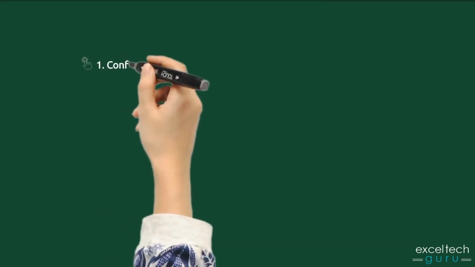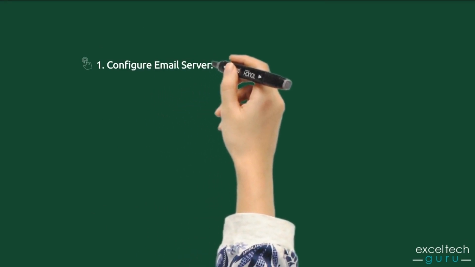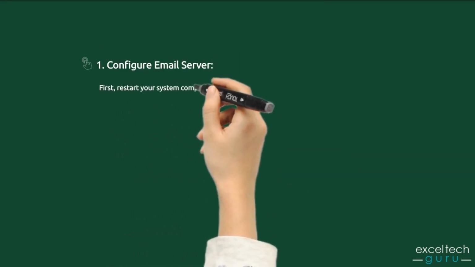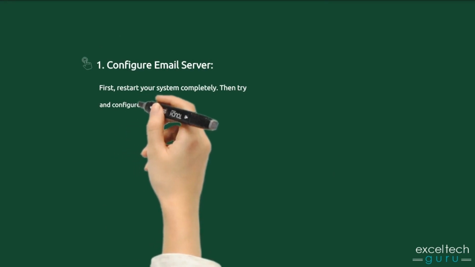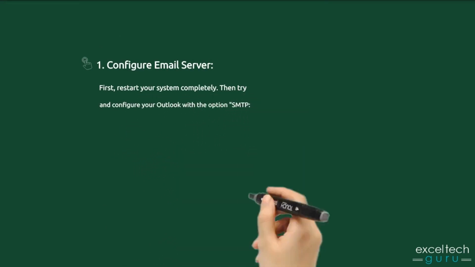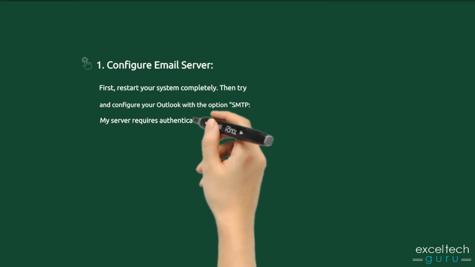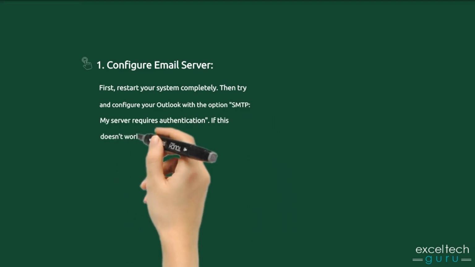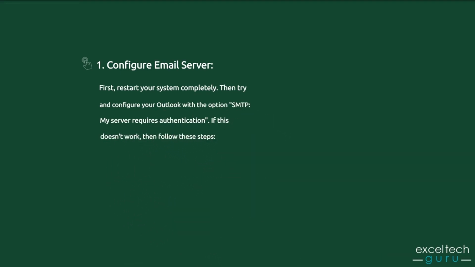1. Configure email server. First, restart your system completely. Then try and configure your Outlook with the option SMTP, My Server Requires Authentication. If this doesn't work, then follow these steps.